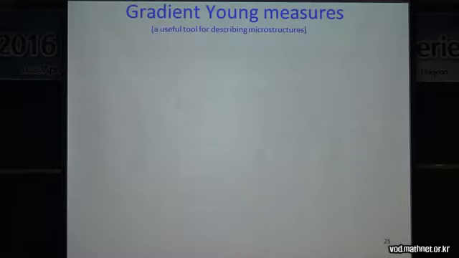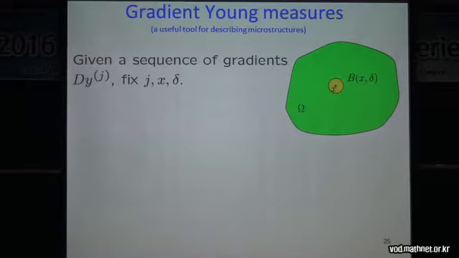Now, a very useful tool for describing microstructures, which is surprisingly related to quasi-convexity, as I'll explain in a second, is gradient Young measures. So what's a gradient Young measure? You get a gradient Young measure corresponding to a given sequence of gradients, say gradient of y_j. You could think of this as being a minimizing sequence for the energy, but it could be any sequence. So given a sequence of gradients, I'm going to try and explain to you what the Young measure is.